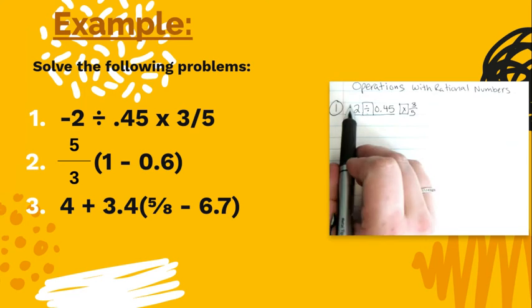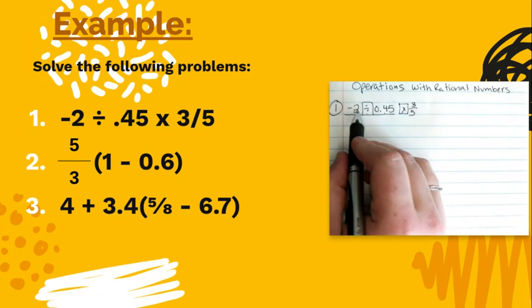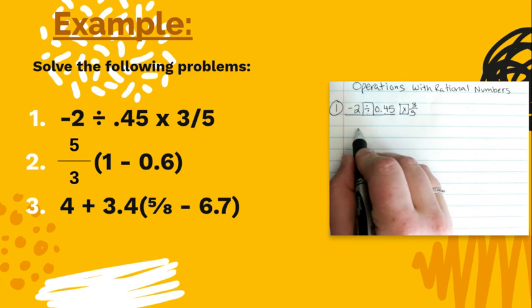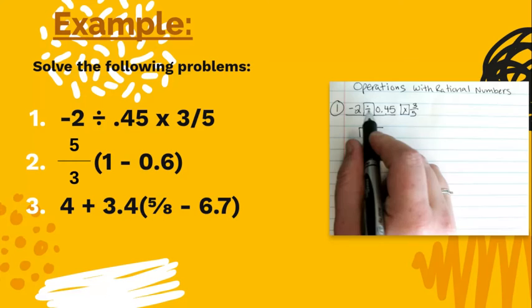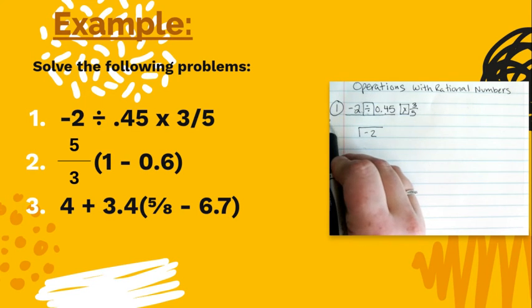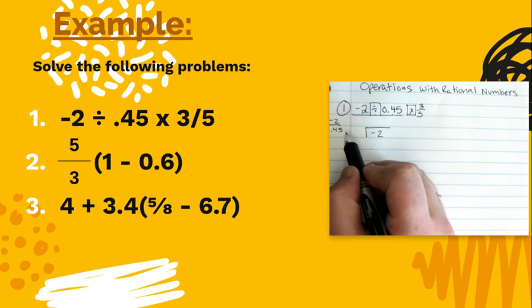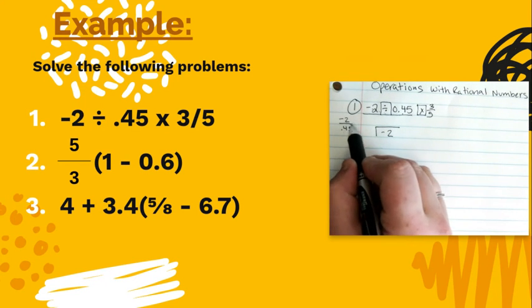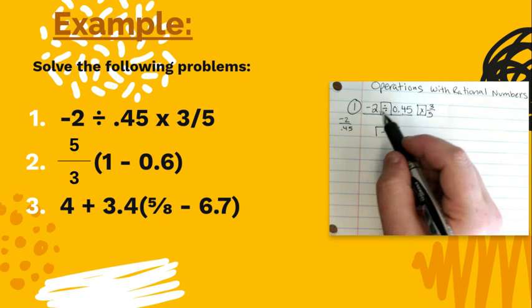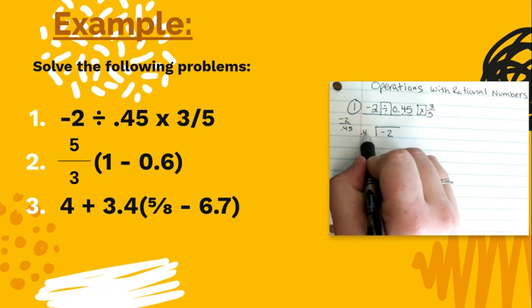So remember, top in, bottom out. So that negative 2 is going to go inside, because that's essentially a fraction, negative 2 over 0.45. Okay, because that's what the division symbol is. The fraction bar is a division symbol. We're going to put 0.45 on the outside.